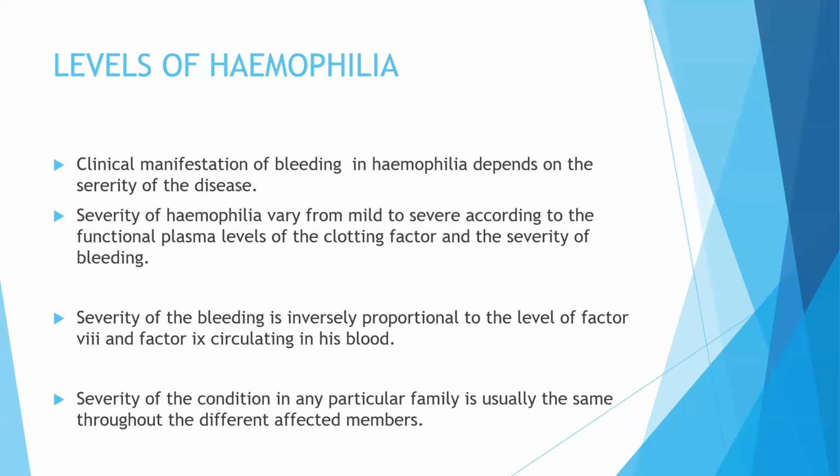The severity of the bleeding is inversely proportional to the levels of factor 8 and factor 9 circulating in a person's blood. Also, the severity of the condition in any particular family is usually the same. It never changes. A person does not go from severe to moderate. The patient will remain severe the whole of his or her life.